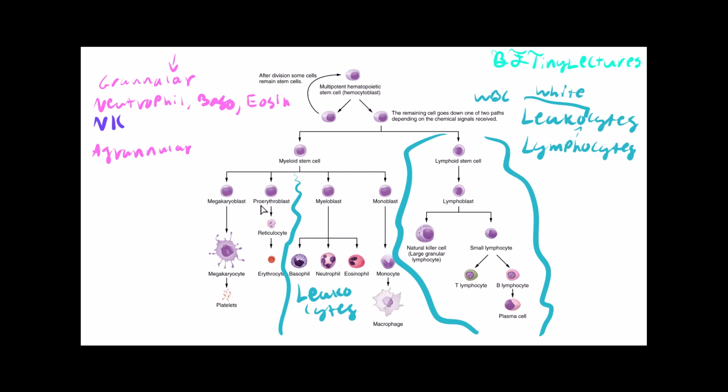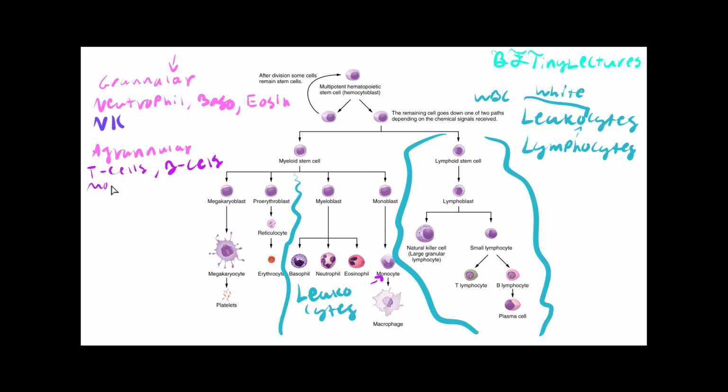Likewise, we can talk about cells that don't have those granules. Instead, they're going to interact with pathogens in a different way. But T cells, and B cells, and also something called a monocyte, those guys do not have granules.